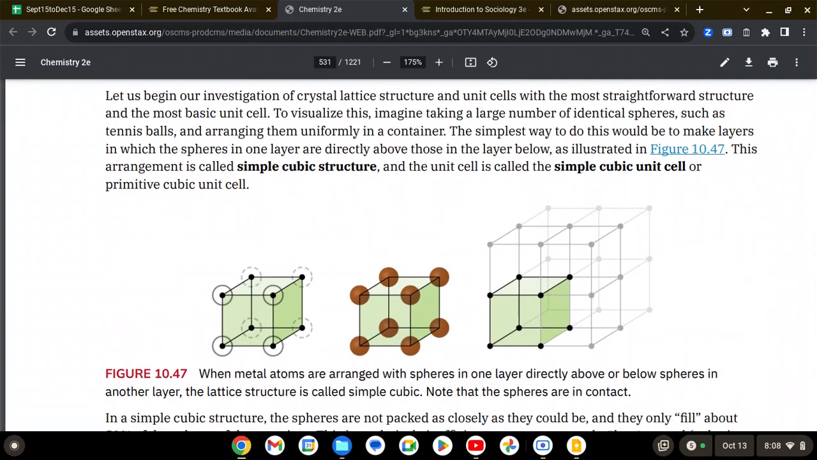Let us begin our investigation of crystal lattice structure in unit cells with the most straightforward structure and the most basic unit cell. To visualize this, imagine taking a large number of identical spheres, such as tennis balls, and arranging them uniformly in a container. The simplest way to do this would be to make layers in which the spheres in one layer are directly above those in the layer below, as illustrated in Figure 10.47. This arrangement is called simple cubic structure, and the unit cell is called the simple cubic unit cell, or primitive cubic unit cell.